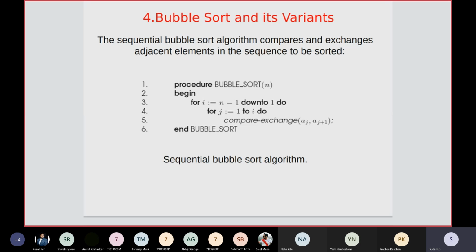If a j is greater than a j plus 1, you need to swap those two elements. Then the next element will be compared, that is a j plus 1 to a j plus 2, and so on. So this is the normal or sequential bubble sort algorithm.